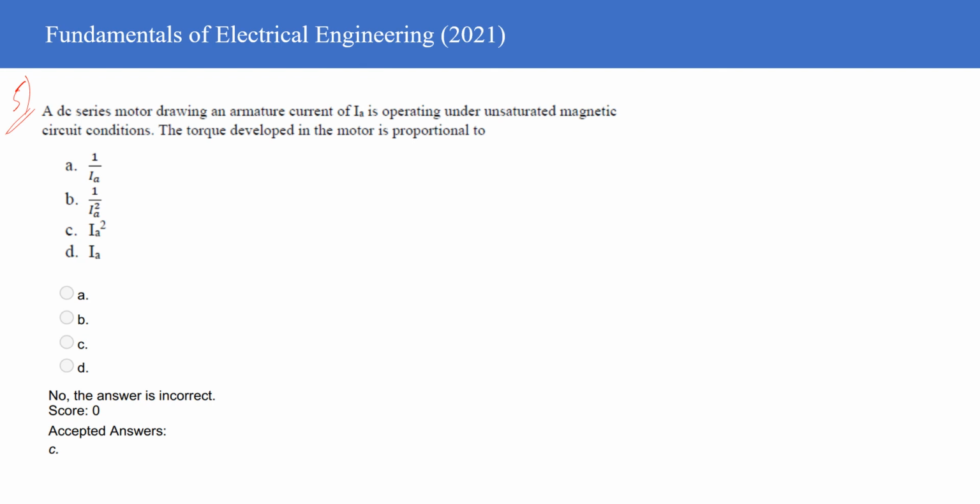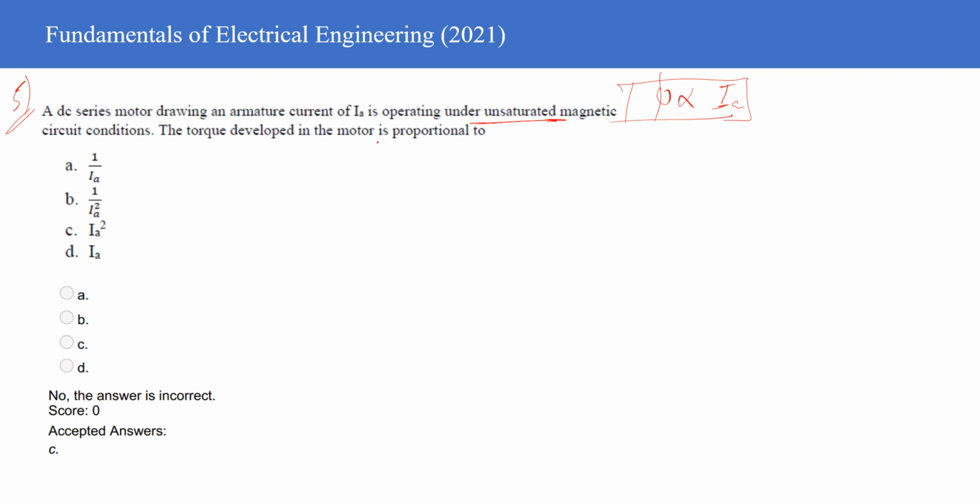So what do you mean by unsaturated? So we know that flux is proportional to IA, that is the armature current, for a series motor if it is operating under unsaturated condition, right? If it is not operating under unsaturated condition, phi will not be proportional to IA, right? For a DC series motor. So this question is basically stating that phi is proportional to I. This is there in the question.